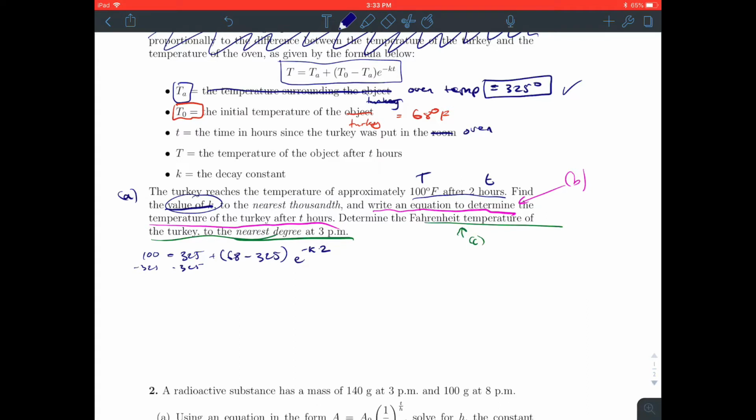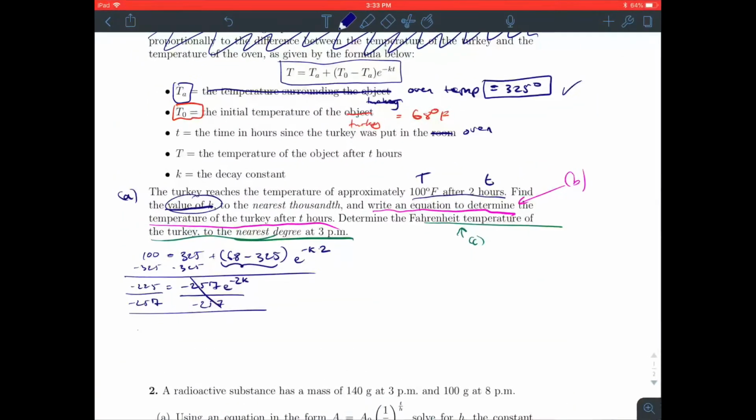Let's subtract 325 on both sides. That becomes negative 225 equals, simplifying this part too, negative 257 e to the negative 2k. Next up, we divide by negative 257 on both sides. Actually, I don't want to go to Desmos yet. I'm going to do all the work here and then plug it all in on Desmos all at once. It does look like the negatives, negative divided by negative, will cancel out, so I'll get rid of those.